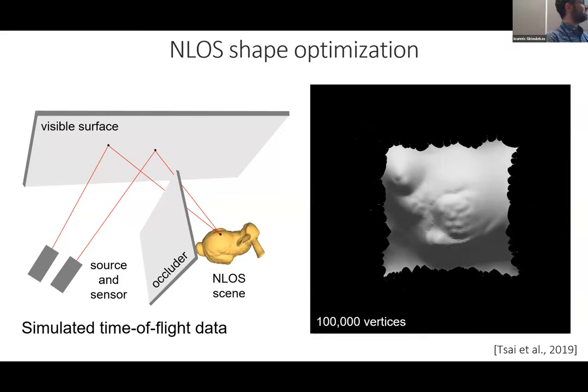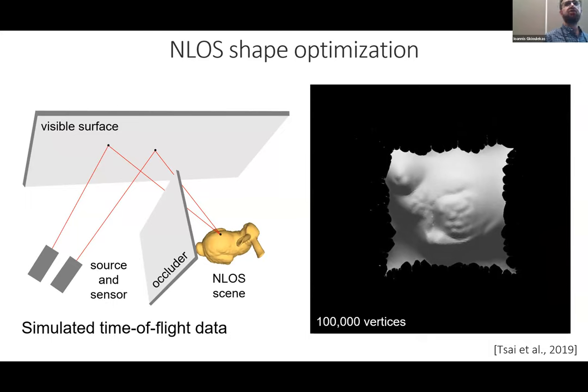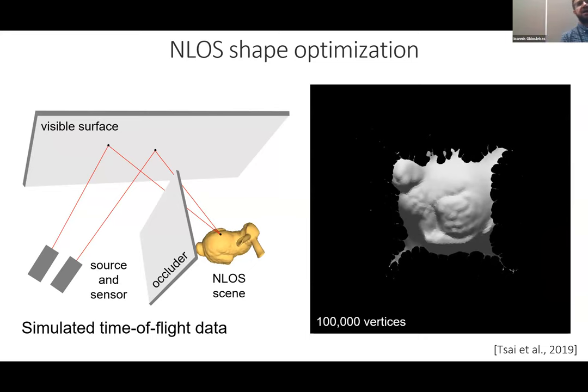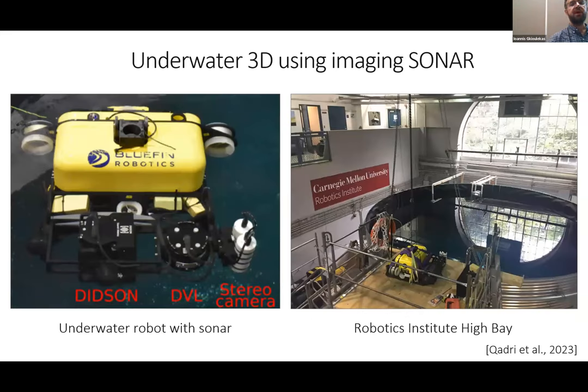In fact, I should say that this is a case where we don't actually use full global illumination, but we still have to use up to third or fourth bounces depending on the kind of accuracy we need. And even that can give us very, very big improvements in terms of the kind of reconstructions we can do. Here is another case, very different from before. So this is joint work with Michael Kazhdan and Mohamed Kadri.